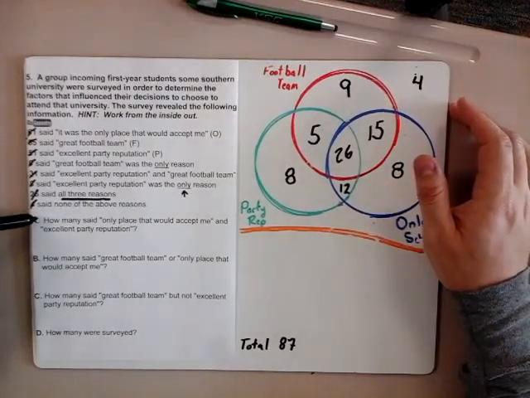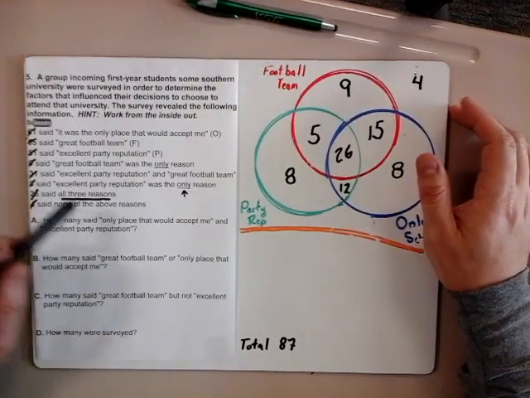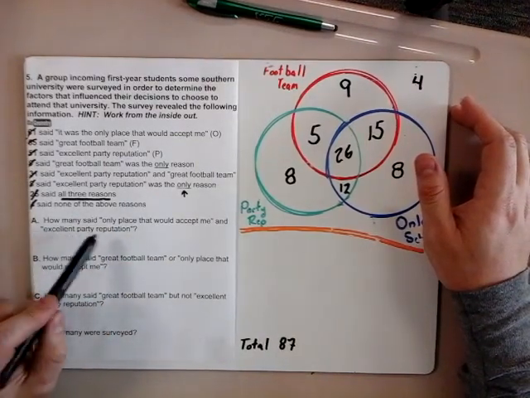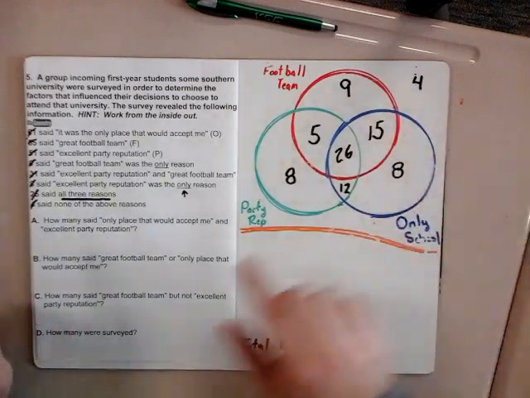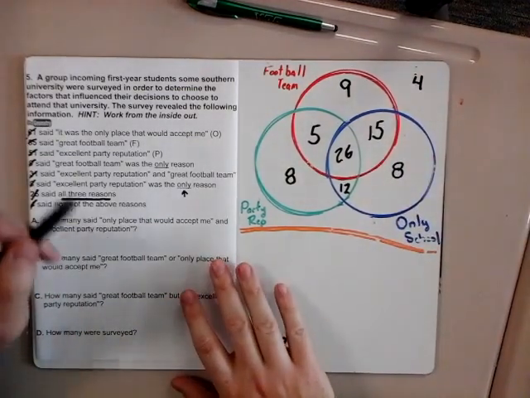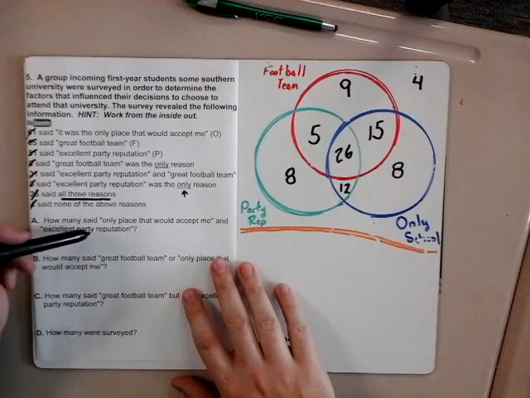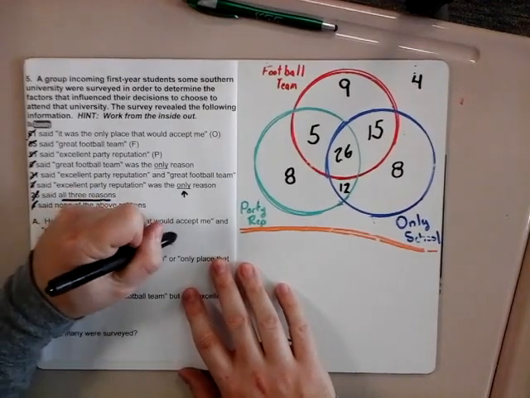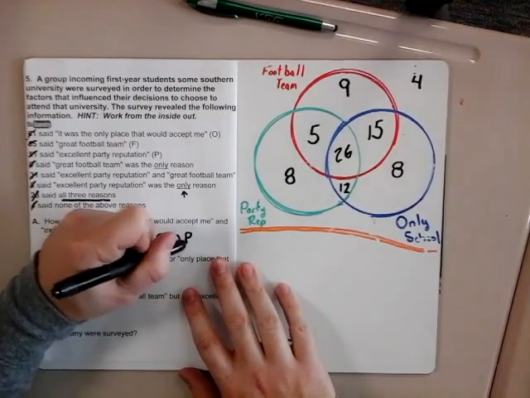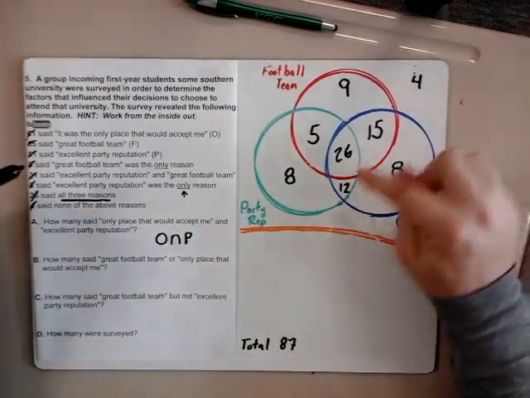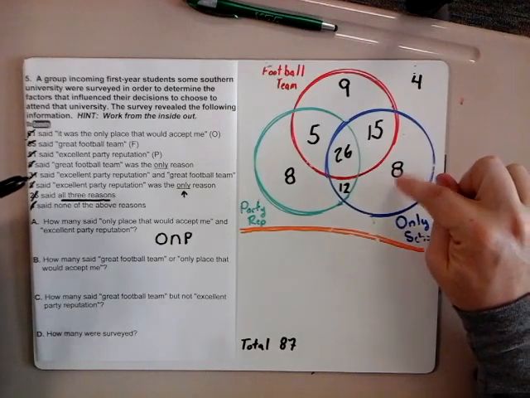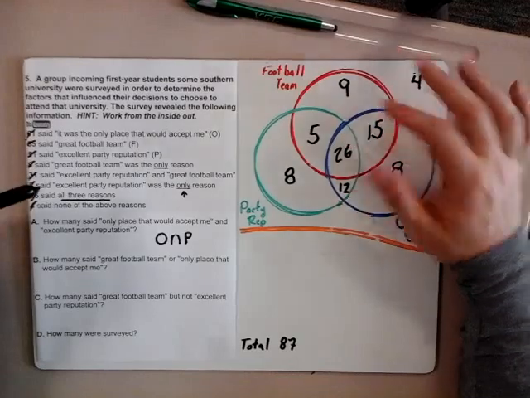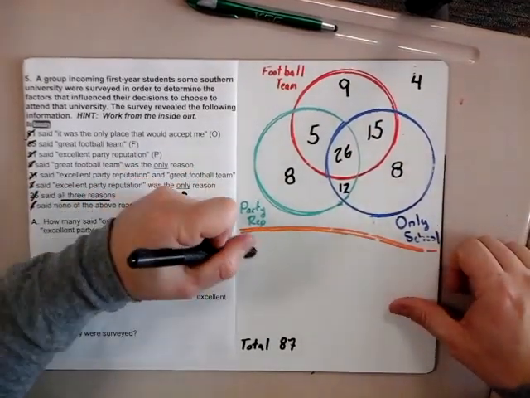Now, let's do this. How many people said only place that would accept me and excellent party reputation? So if I was to write that, that's O and P. O and P. That's the expression that we're looking for. O and P is this intersection, which is 26 plus 12, which is 38.